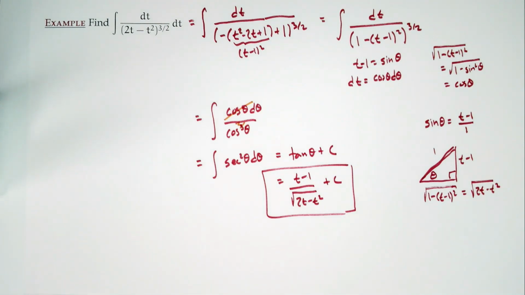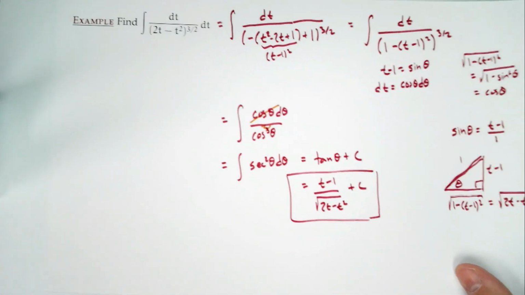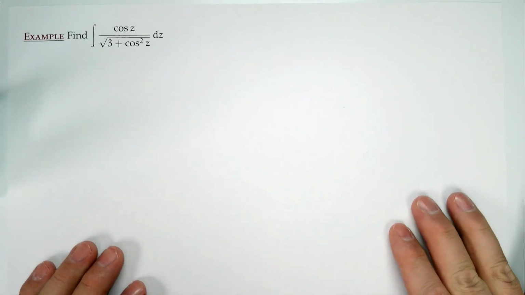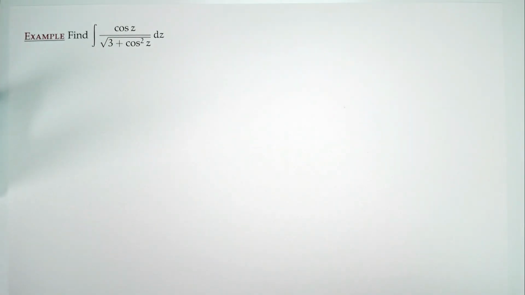All right, that one was kind of fun. Good, good. I kind of think that one might be a little bit easier than the last one. Okay, one final one. This one should have us thinking for a little bit. And I like this. It's good to think. Find the integral of cosine of z over the square root of 3 plus cosine squared z dz.